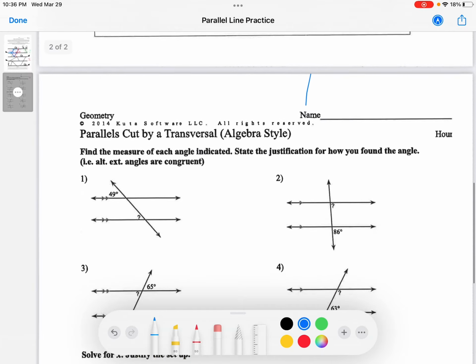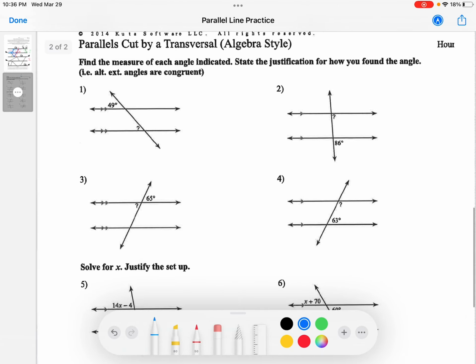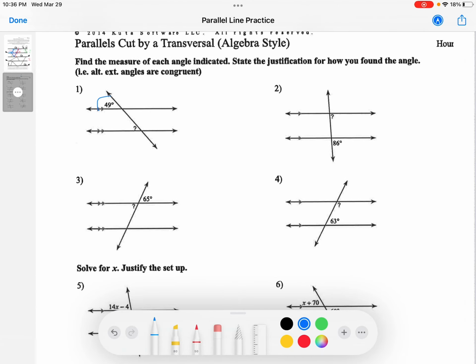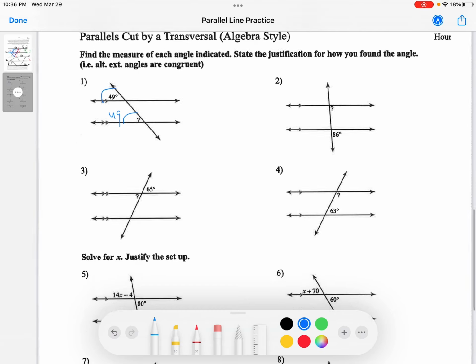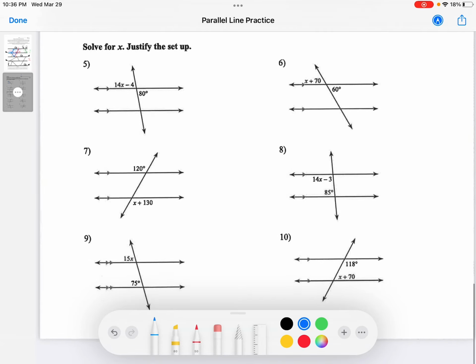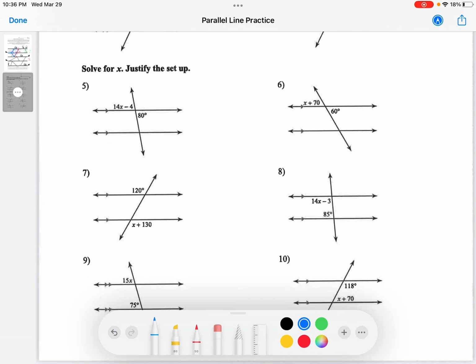And let's talk about the second page here. Nothing crazy going on. This angle looks the same as that angle, so it's 49, and I'll let you do 2 and 3 and 4 the same way. Number 5, 6, 7, 8, this is really similar to what you'll see on a quiz. Now, let's just do 2 of these. Let's do 7 and 8.